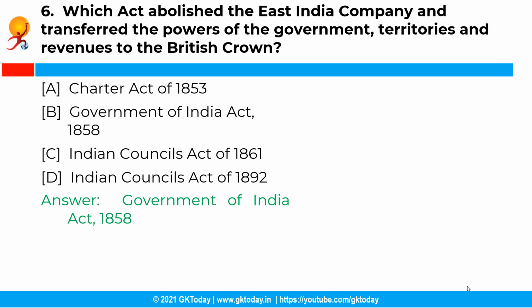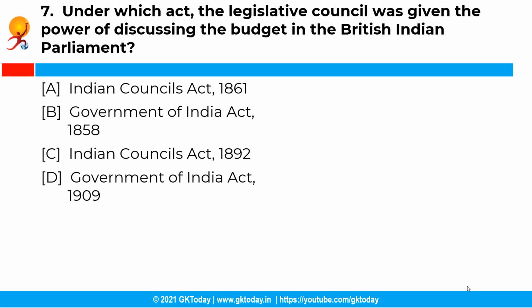Now the next question is, under which act the Legislative Council was given the power of discussing the budget in the British Indian Parliament? Your options are option A, Indian Council Act of 1861, option B, Government of India Act 1858, option C, Indian Councils Act of 1892, and option D, Government of India Act 1909. So the correct answer is option C, that is Indian Council Act of 1892.